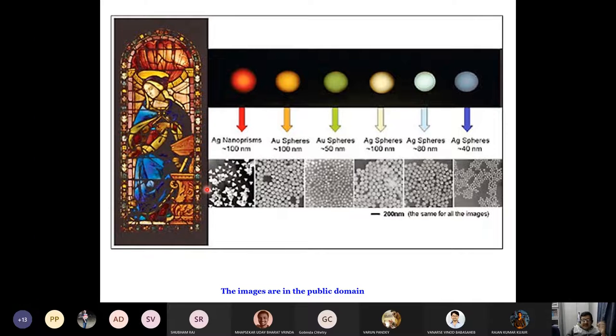If you just change the shape and the size of the nanoparticle, this happens because of a quantum mechanical effect called surface plasmon resonance. At any metal dielectric interface, imagine that this is glass, and the glass is embedded with gold. These gold nanoparticles are sitting inside the glass. Glass is a dielectric material as far as electrical properties are concerned, and gold is a conducting material. Now, the moment you put light on top of that, at the dielectric metal interface you generate surface plasmon resonance, and that leads to different types of colors.